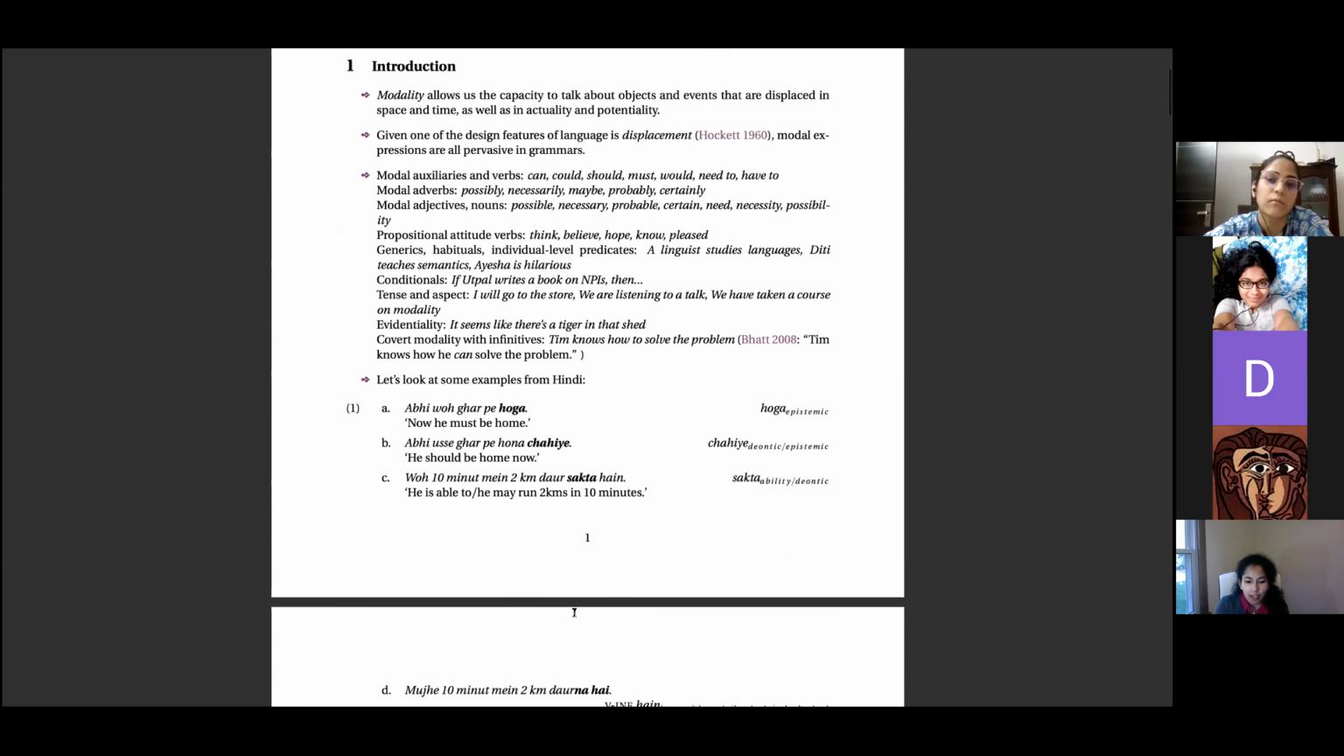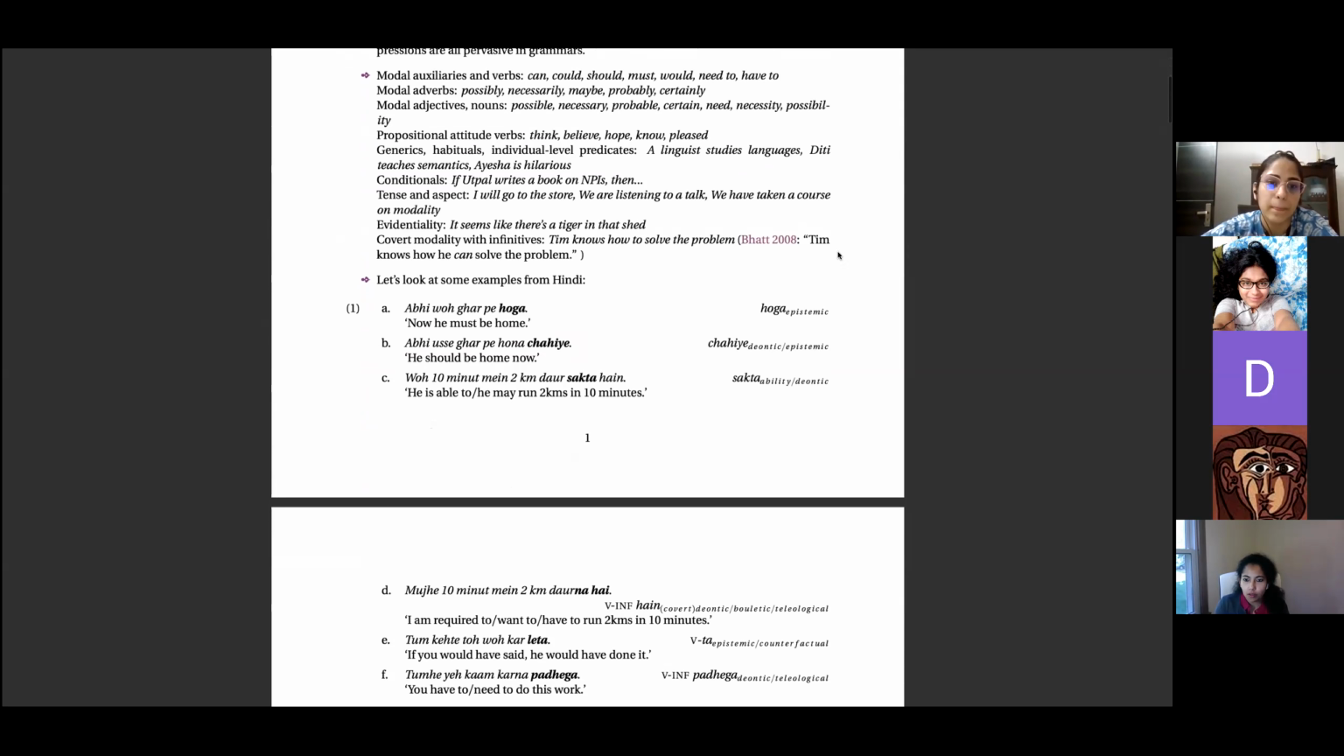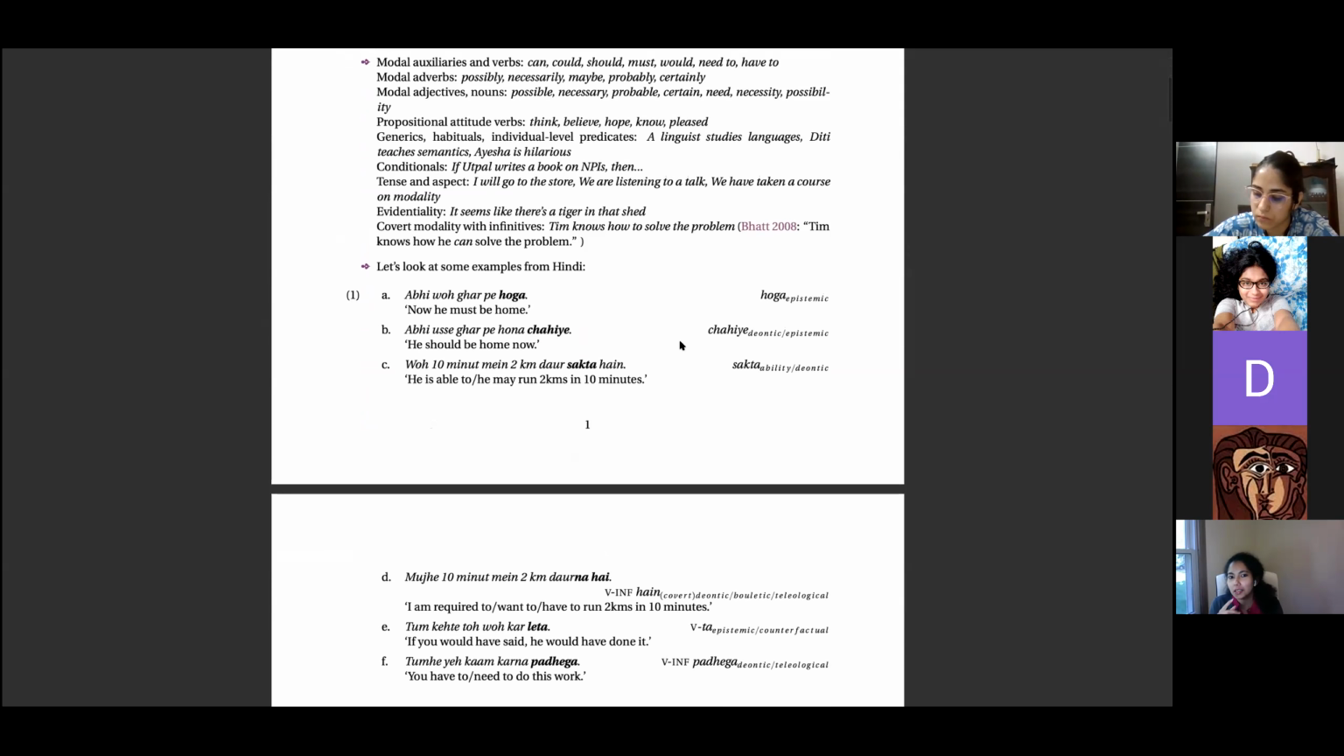Okay, I will show you the whole range here. Let's start with, if anyone disagrees, as Aisha said, write in the chat. Okay, so abhi wo ghar pe hoga. The English translation is now he must be home. I did not take the liberty to gloss Hindi examples. If anyone doesn't understand Hindi, I'm sorry about not having the glosses, but hopefully the translations are still helpful.